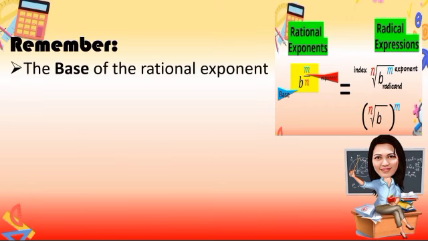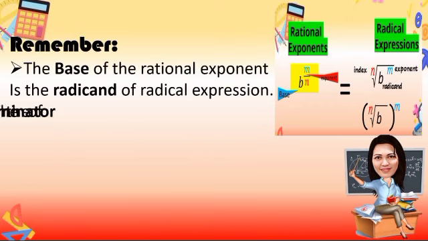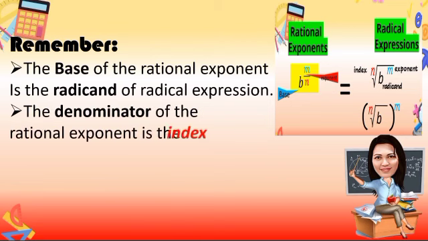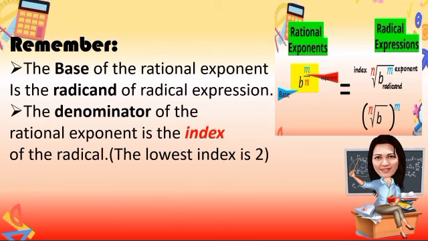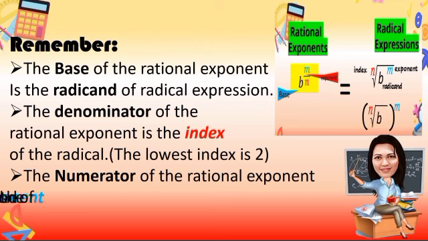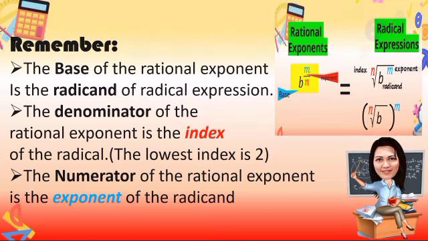In writing rational exponent to radical expression, remember that the base of the rational exponent is the radicand of the radical expressions. The denominator of the rational exponent is the index of the radical. Remember that the lowest index is 2. Then the numerator of the rational exponent is the exponent of the radicand.